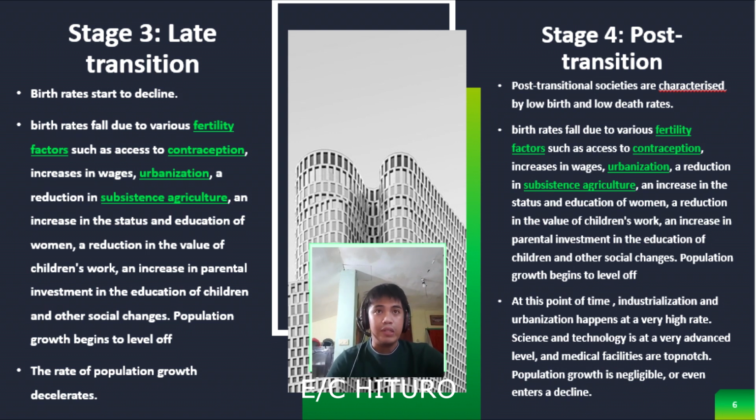The fourth stage is post-transition. Post-transitional societies are characterized by low birth and low death rates. Birth rates fall due to various factors such as access to contraception, increase in wages, and urbanization. Also at this point, industrialization and urbanization happen at a very high rate. Science and technology are at a very advanced level and medical facilities are top-notch. Population growth is negligible or even enters a decline.